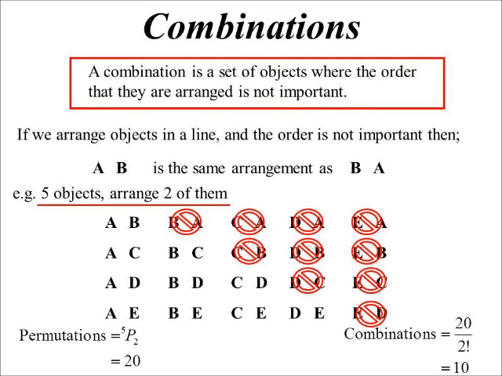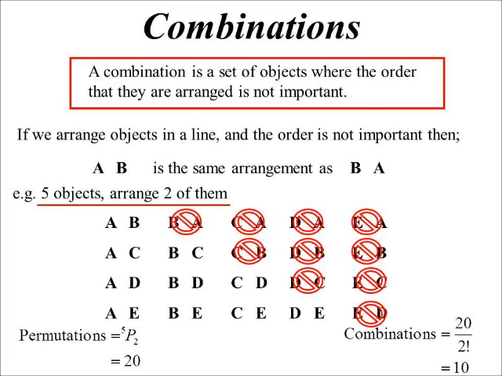with 10. And what it is, it's not that I've just halved it. I've divided by 2 factorial. Again, the number of ways these objects could have been arranged. But because we're now saying that the order they're arranged is not important, we divide by the number of arrangements. So we get 20 divided by 2 factorial, which is 10.